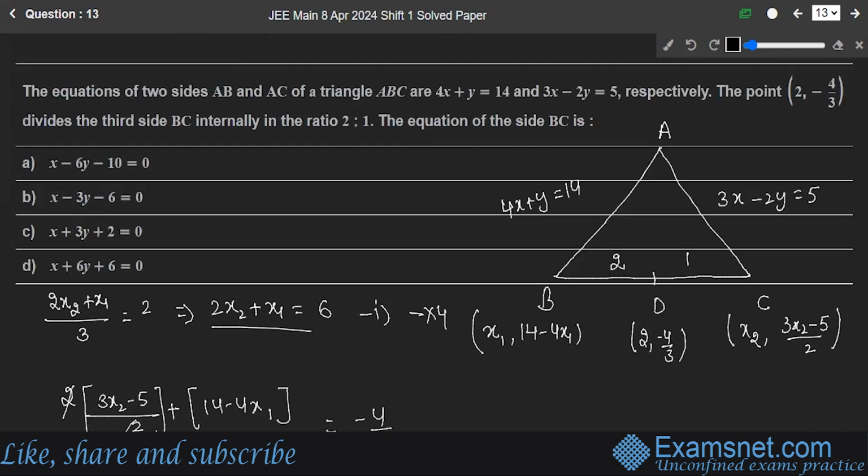x plus 3y plus 2 is equal to 0. You have option C as the correct answer. Hope you got that. Let's move to the next question.